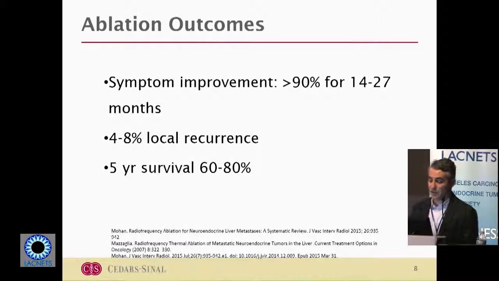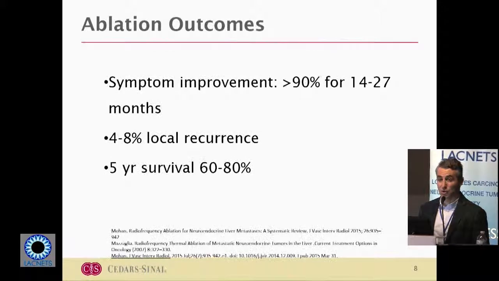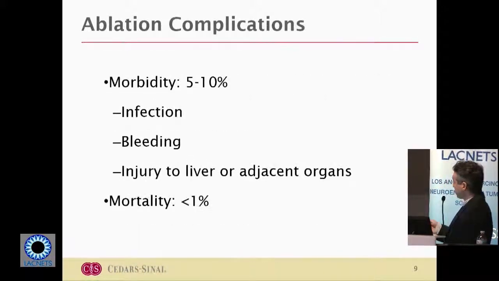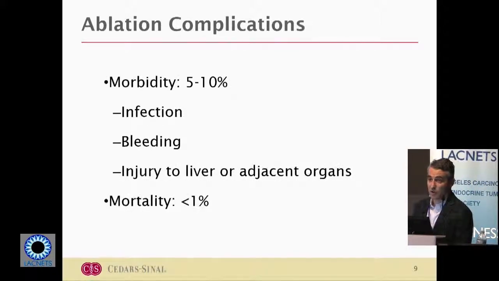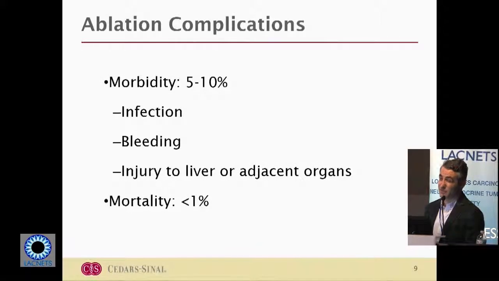And outcomes are fairly good. Symptom improvement happens in more than 90% of the patients that we treat with ablation, and it lasts for an extended period of time. Local recurrence rates are low, and 5-year survival is high. Complications are actually quite low for this procedure as well. Infection, bleeding, injury to the liver and organs that are around the liver can happen, but are rare. Mortality is also very, very rare with this procedure. And I think with all of these procedures that we do, there's always a couple cases of carcinoid crisis. So when we treat neuroendocrine tumor patients, typically we have patients on octreotide drip to prevent carcinoid crisis.